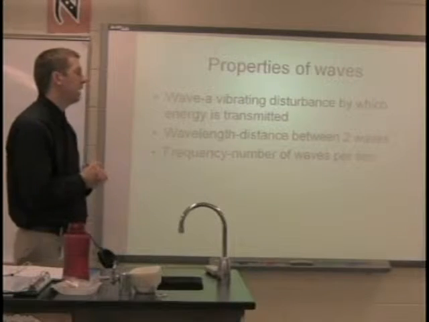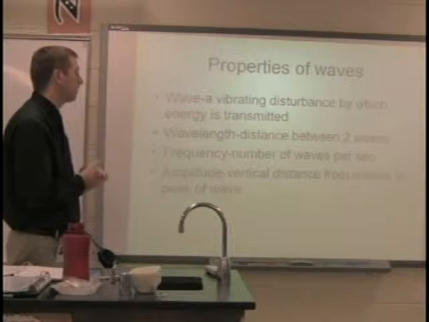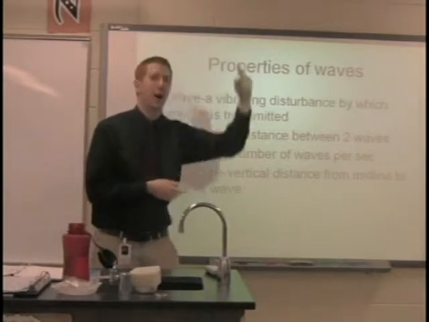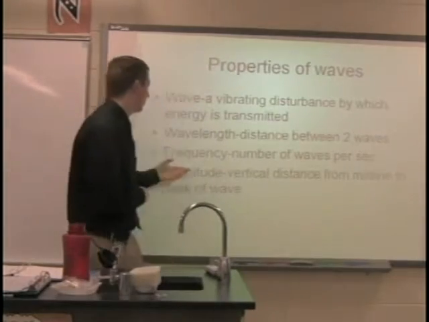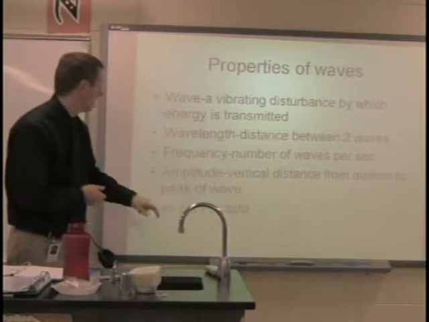Frequency is how many waves happen per second. The amplitude is the vertical distance from the midline to the peak of the wave. So in other words, some waves go up really high, really low, really high, really low. Those that have a high amplitude, and those that have a smaller one would have a smaller amplitude.